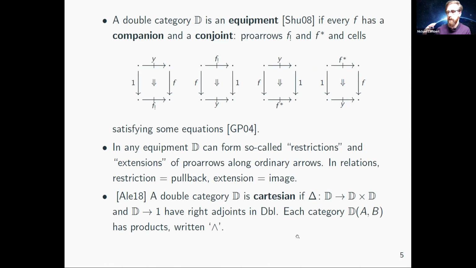So basically, these are some conditions that I just want to ambiently assume. So in some sense, our question really is which Cartesian equipments are of the form Rel E for some regular category E.